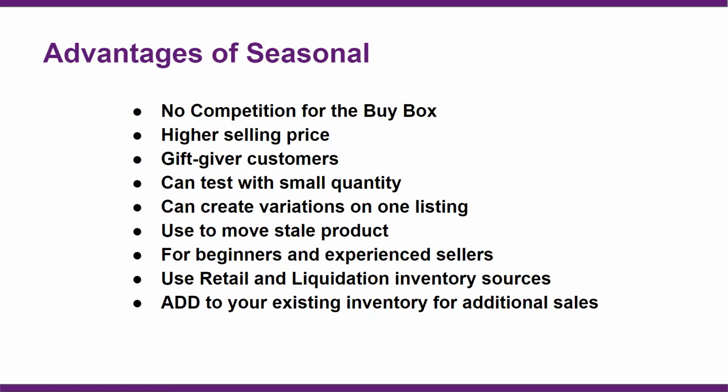And then with seasonal, you can use retail and liquidation inventory sources. If you've seen any of my trainings, you know one of the criteria I talk about in bundling for evergreen bundles is that you have regular sources of inventory, like you can always get your inventory. Well, with seasonal or holiday bundles, you're not limited to that. You can buy a smaller quantity at retail locations or through liquidation just to do a holiday bundle for Christmas, for example.